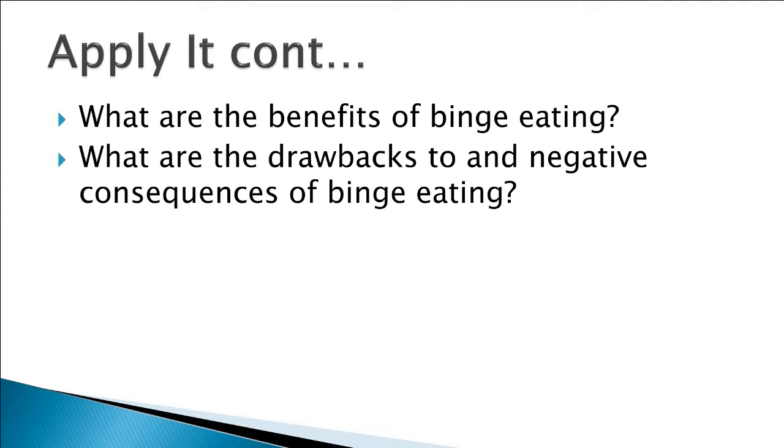So what are the benefits of binge eating? Well, it's a legal way of self-soothing. Is it healthy? No. Most of the time not. If you're doing anything to that much excess, it's probably not healthy. It provides comfort foods. That's true. There aren't a whole lot of other benefits to it.